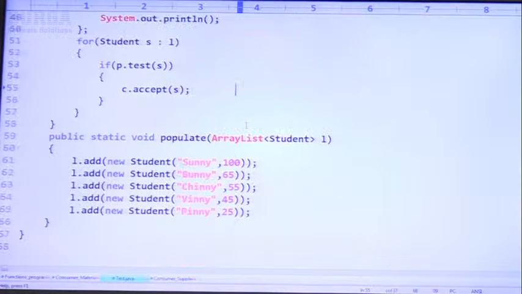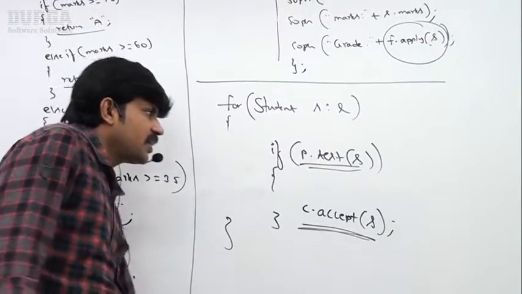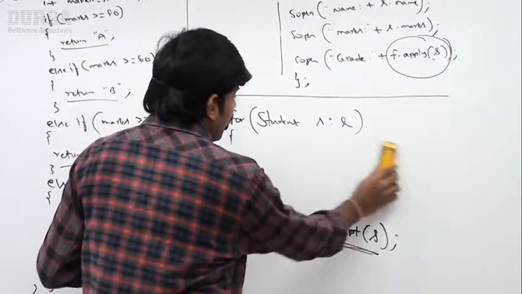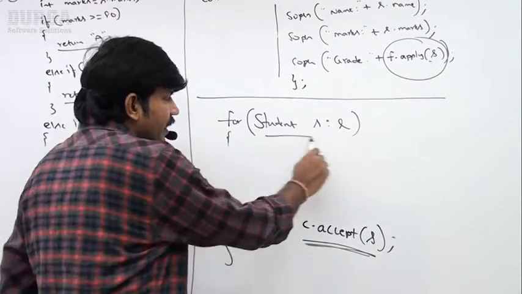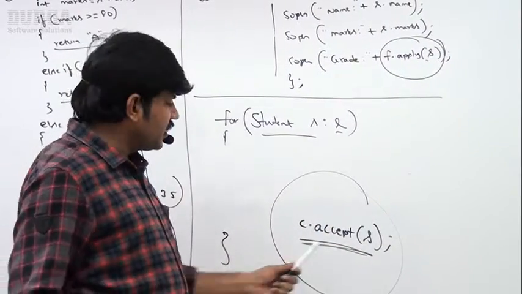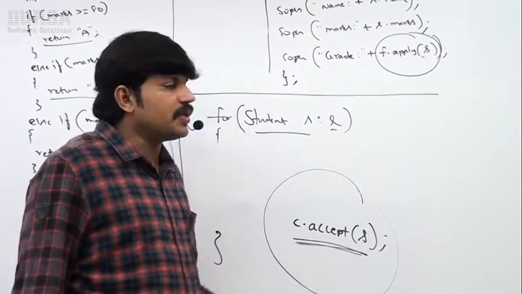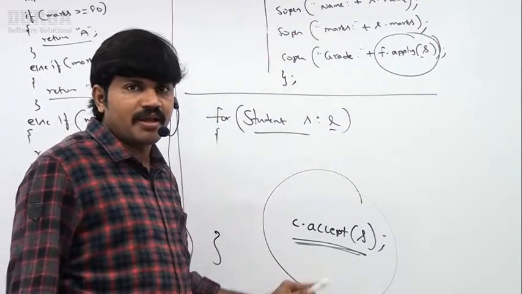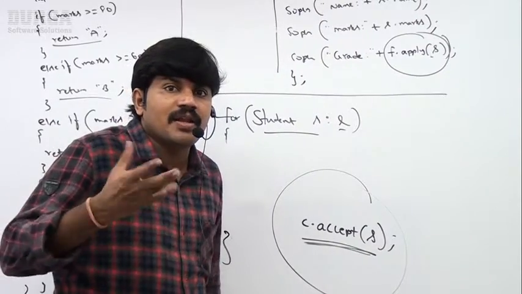Assume that, sir, my requirement is, I don't want to perform this conditional check. For each student S in L, C.accept. I don't want to use predicate, just C.accept. Then what will happen? Complete student information by default we are going to get. We are getting all 5 students' information by default because we are not using predicate.